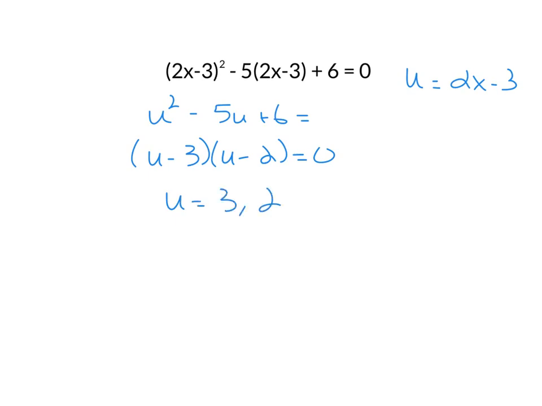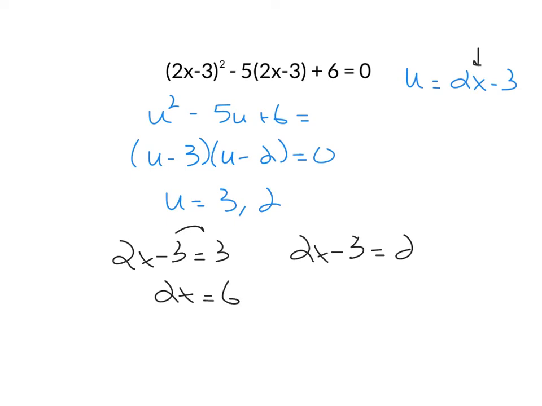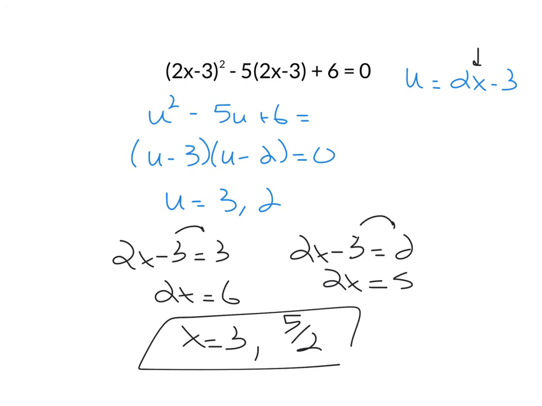Now, that's u. We don't care about u. I need the x up here, so I'm going to say 2x minus 3 is 3, and 2x minus 3 is 2. And just solve that. Move the 3 over. 2x is 6, so x is 3, that's one answer. Over here, move the 3 over, 2x is 5, so x is 5 halves. And there it is. All right, and that's all we're doing.